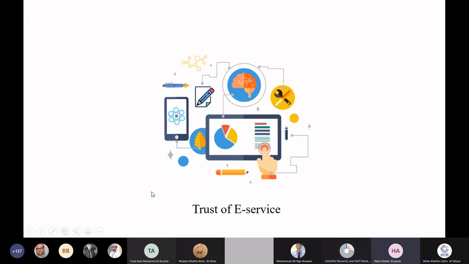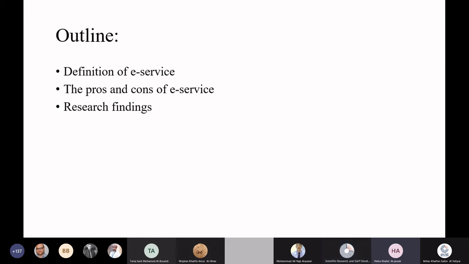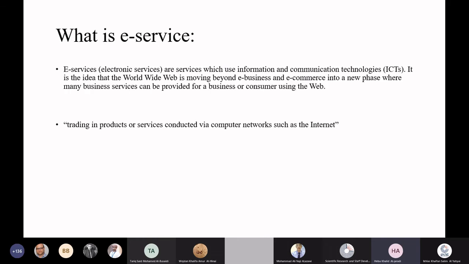No problem. Thank you. Okay, so I'll walk you through the outline. I'll talk about the definition of e-services, the pros and cons of e-services from the perspective of the participants, and then I'll walk you through the research findings. Many sources define e-services as information and communication technologies. It is the idea that the World Wide Web is moving beyond e-business and e-commerce into a new phase where many business services can be provided for a business or consumer using the web.